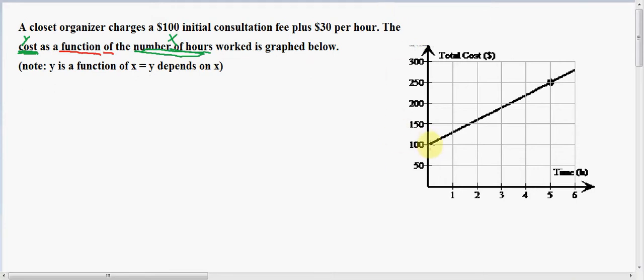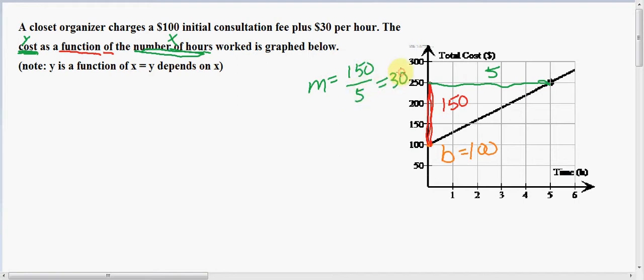Now, since we're given a graph, I can find the y-intercept real quick. The y-intercept's 100. So my b is 100. I also want to find a slope. Now there's a couple of different ways I can find the slope. I can do rise over run, and if I do that, I'm going to rise from this point up to 250 here. So from 100 up to 250, that's 150. And I'm going to run over this way here, and that's 0 to 5, so that's a run of 5. And so when I find the slope, I have 150 rise over 5 the run, and that gives me a slope of 30.